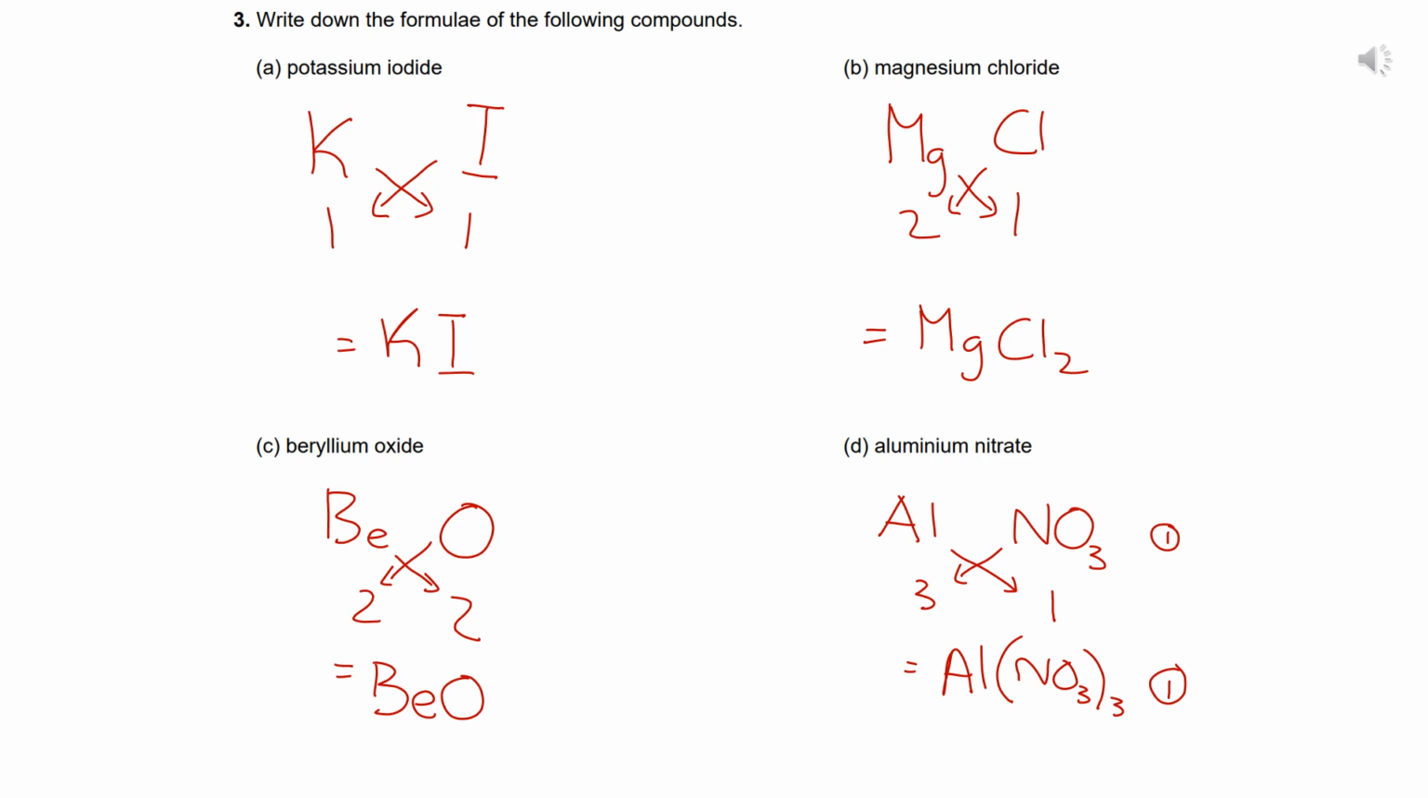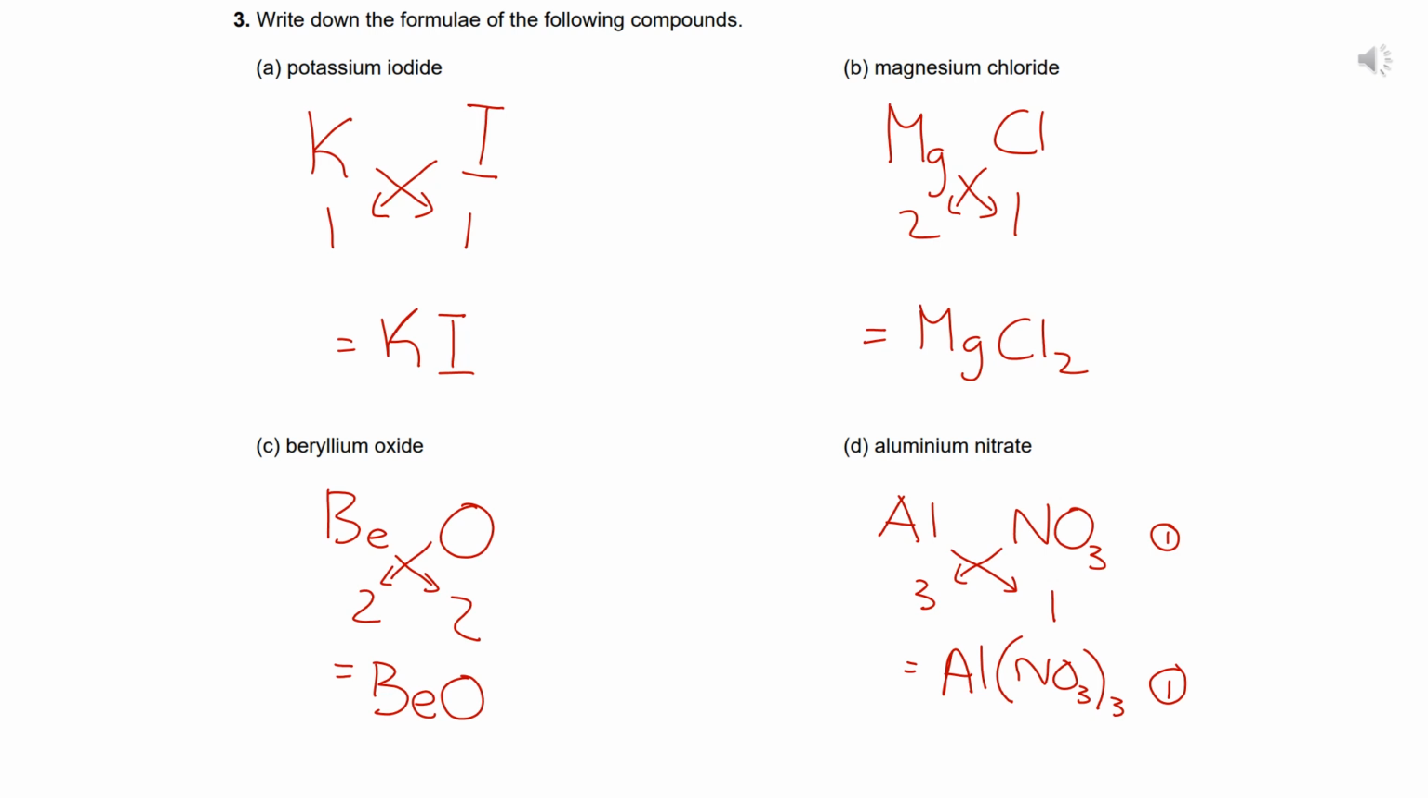So the first one is for potassium iodide. So potassium is in group 1 of the periodic table, so it has a valency of 1. That's why I've written the 1 underneath. And the iodine also has a valency of 1 because it's in group 7. It'll gain 1 electron. So when we cross those over, times the potassium by 1, the iodine by 1, we get the formula KI for potassium iodide.